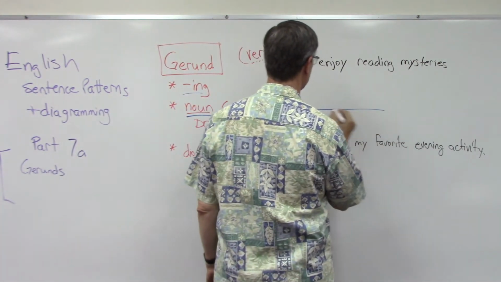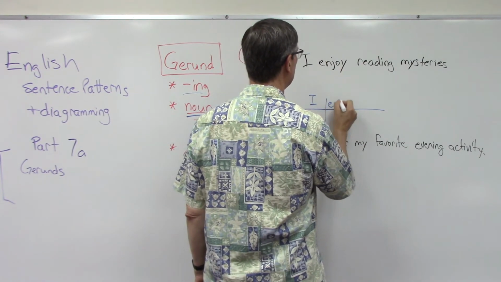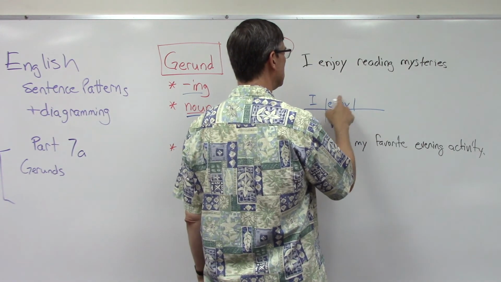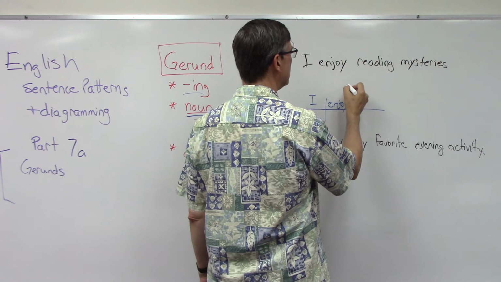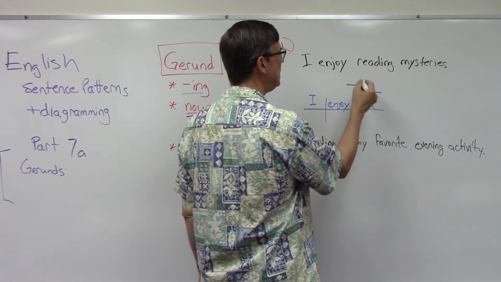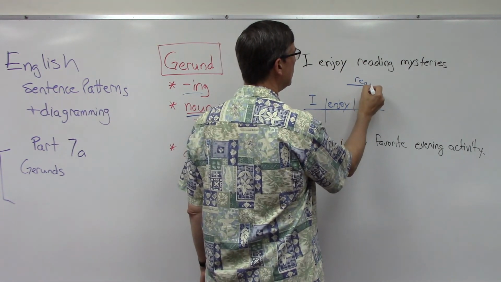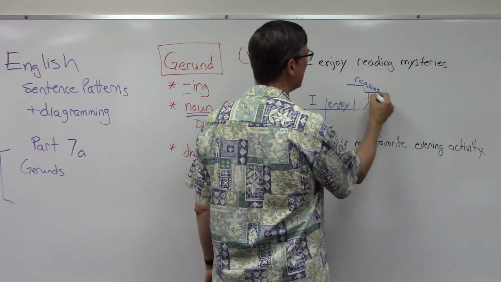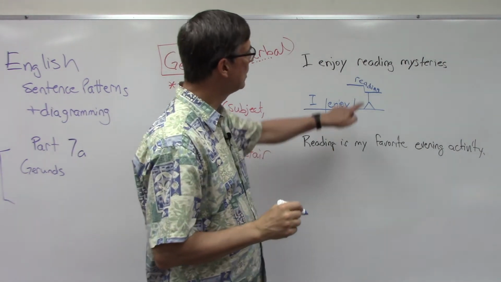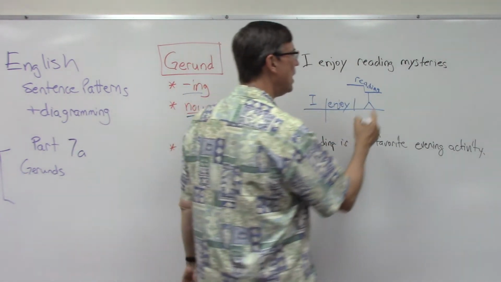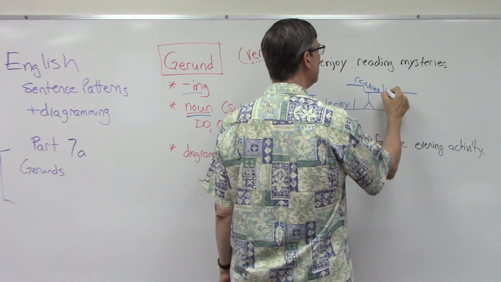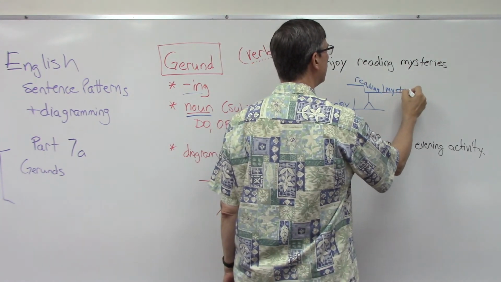All right. I enjoy. What do you enjoy? All right, so whatever comes here is the direct object. Subject, verb, here's the direct object, so we're going to do a stair. Elevate it onto the position where the direct object would be, and now we write the word reading, and it kind of flows down and around, okay? Kind of curved. It has to sit on the point of the stair. Now, because we're enjoying mysteries, we have to extend this line, and we're going to put mysteries here.